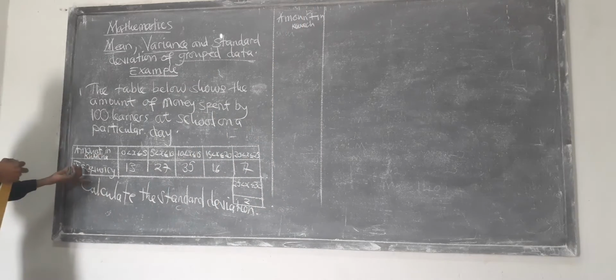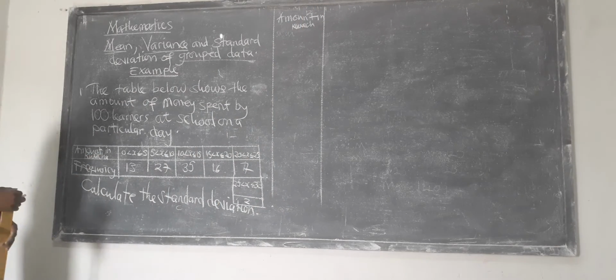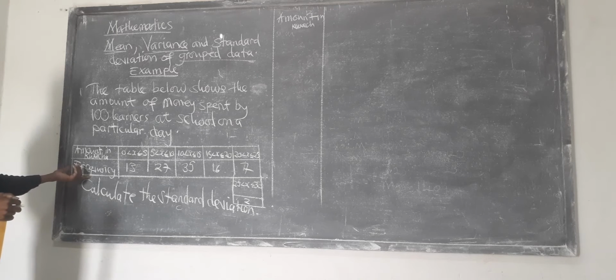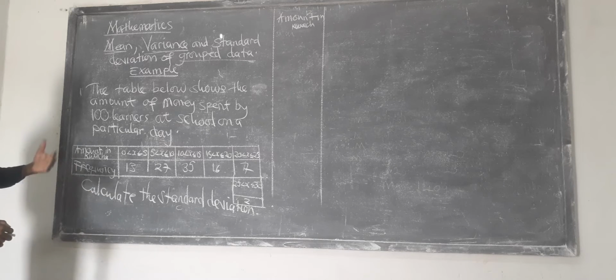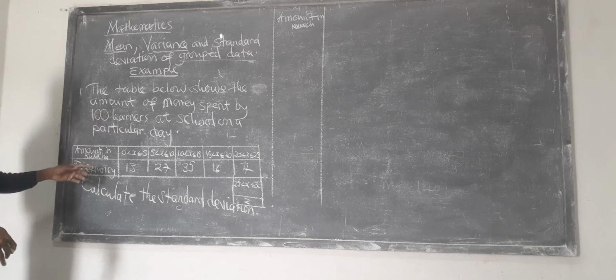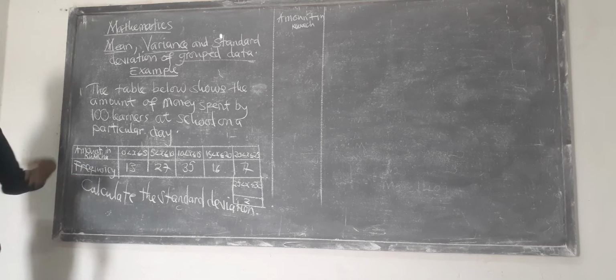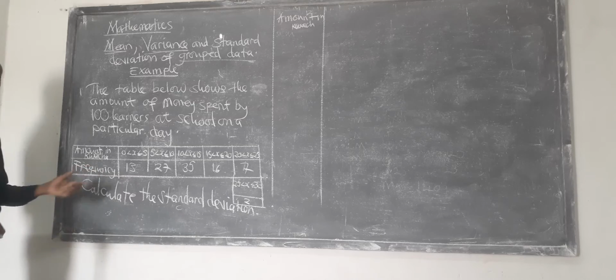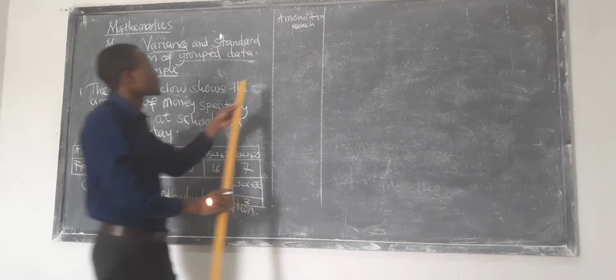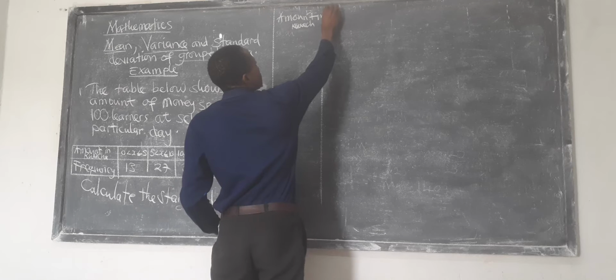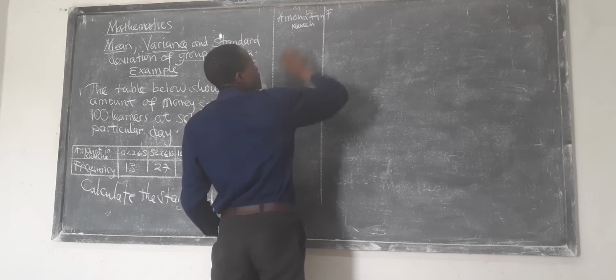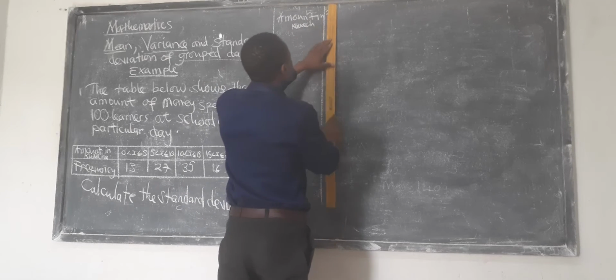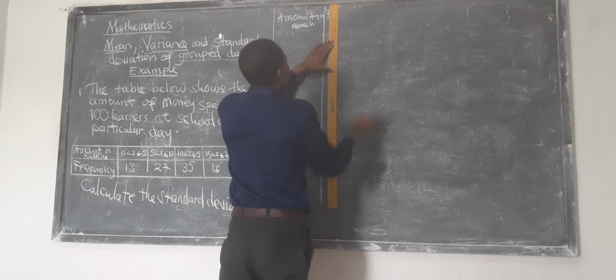In this case it was given directly as frequency, but sometimes they will use the words the number of, for example the number of learners. If they use the words the number of, they simply mean frequency. So in this question we are lucky it was written directly as the word frequency. So the second column contains the frequency. I'm just going to write the letter f.